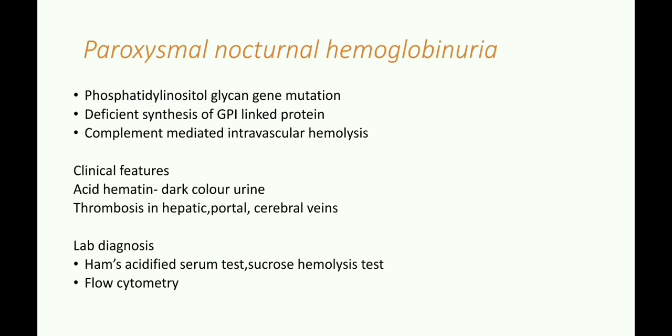Now in the lab diagnosis you can do Ham's acidified serum test, sucrose hemolysis test, and another one is flow cytometry. When you do this flow cytometry, you can detect that the RBC is deficient in these GPI linked proteins like CD55 and CD59. So this is very useful in the diagnosis of paroxysmal nocturnal hemoglobinuria.